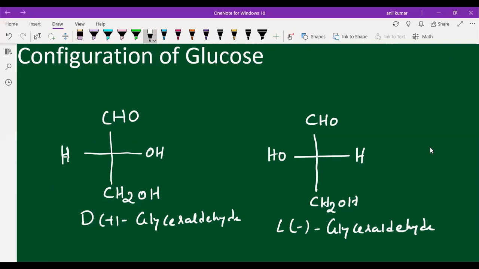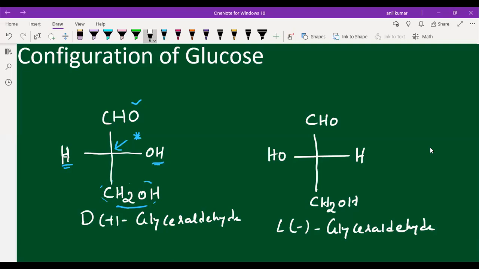Right, students? So here, this is the asymmetric carbon present in the glyceraldehyde. This carbon is attached to four different groups, right? You can see hydrogen is a different group, OH is a different group, CHO is a different group, and CH2OH is different. So this is an asymmetric carbon, and I am naming it as D plus glyceraldehyde.